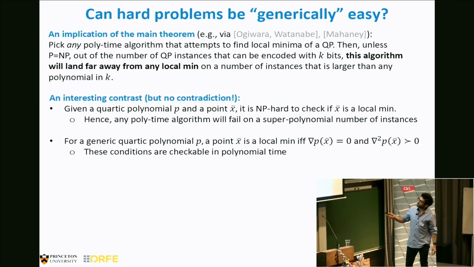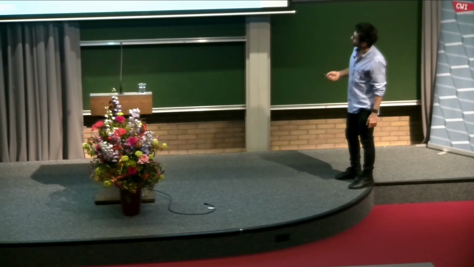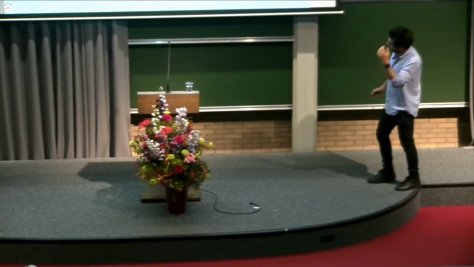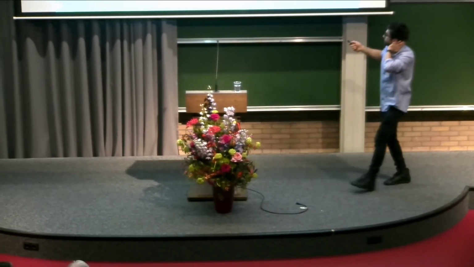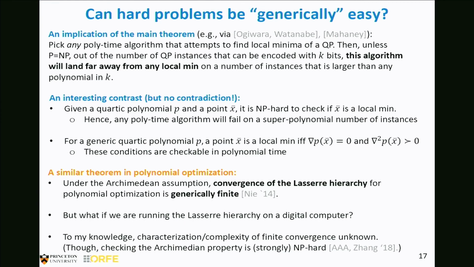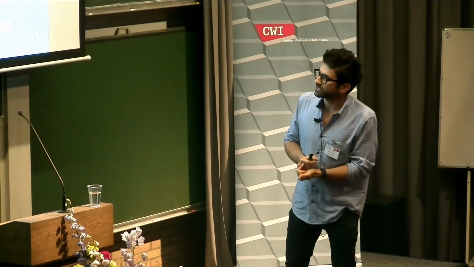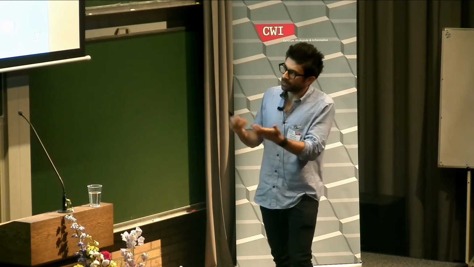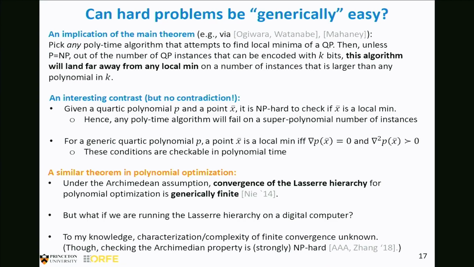And in a way, this saying that these problems are generically easy only applies if you had a real machine computer, not a digitized computer where you were implementing the algorithm with floating point arithmetic and rational numbers, right? There are other theorems in our community like this. A very well-known one is this really nice result of Jiawang Nie, which says that under the Archimedean assumption, so this is more for the experts, I apologize if you're not familiar with this, the Lasserre hierarchy has finite convergence generically, right? But this is the same situation. What if we run the Lasserre hierarchy on a digital computer, which we do all the time, and the input is rational? Then the statement doesn't tell us on how many instances you will succeed or fail. And to my knowledge, the complexity of testing finite convergence is not known.